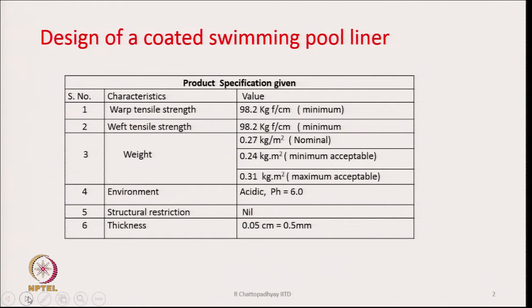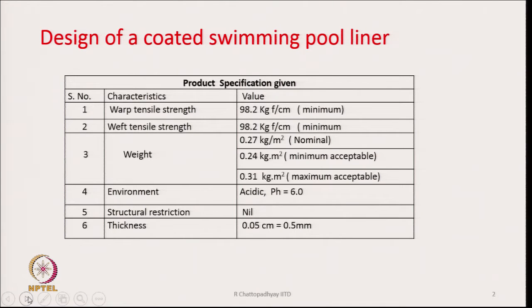So, let us say here there is an example where the product specification is given like warp tensile strength 98.2 kg force per centimeter. This is the minimum strength that is required. Then web tensile strength also 98.2. So, that means both direction we need similar strength, and that is the bare minimum. If the strength is more than that, it is okay.